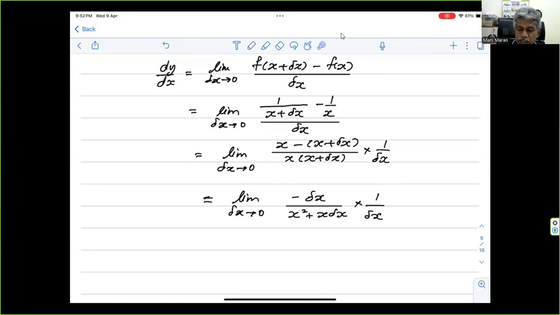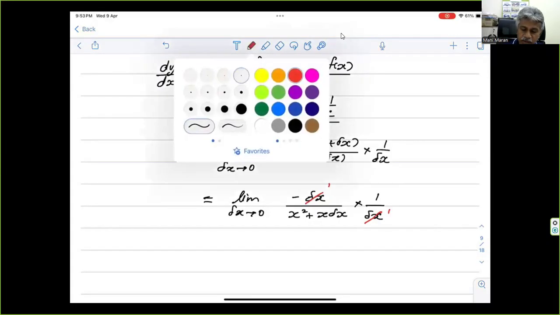Okay, so we're just expanding. Expand the bracket, you'll get minus x. So x minus x will disappear. You get minus delta x, and minus delta x will remain there. What we can do, you'll notice that this delta x and delta x can cancel. Actually, cancellation means that you are dividing by the same term. You'll get 1 and 1 there.